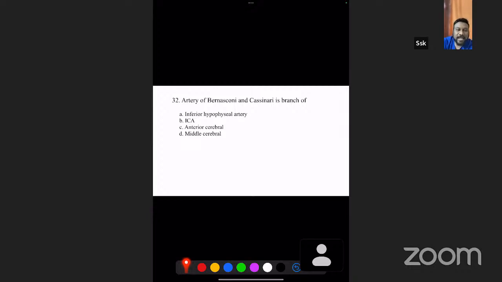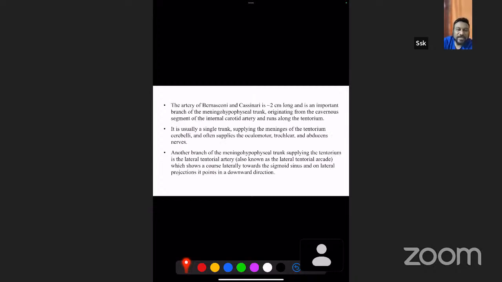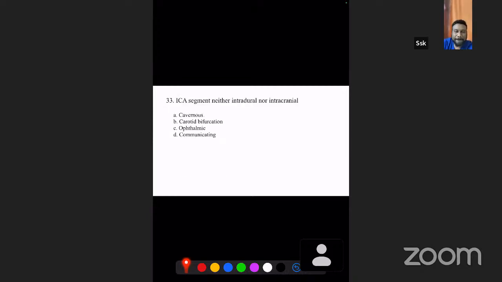Artery of Bernasconi and Cassinari is a branch arising from, is it option A, inferior hypophyseal artery, option B, ICA, option C, ACA, option D, MCA. Artery of Bernasconi and Cassinari, the best option here is ICA. It is around 2 centimeters long and it arises from the meningohypophyseal trunk. That is going to be the C4 segment. Originating from the C4 segment of the ICA, it runs along the tentorium. It is usually a single trunk and it supplies the meninges of the tentorium cerebelli, the oculomotor nerve, the trochlear nerve, and the abducens nerve. So here the answer is going to be ICA.